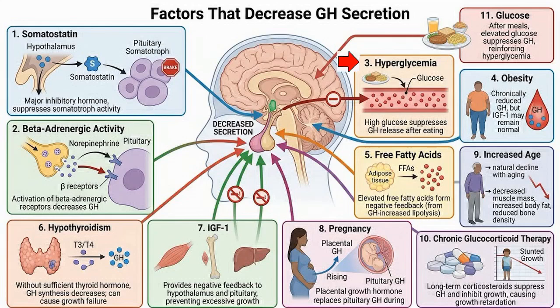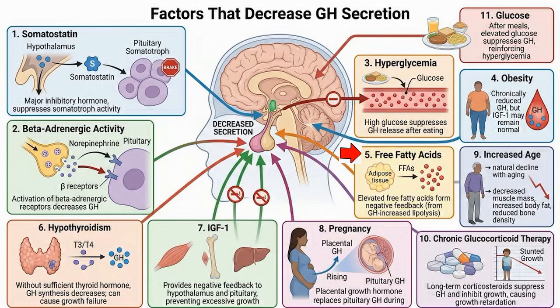3. Hyperglycemia. After eating, blood glucose rises. High glucose suppresses GH release because there is no need for GH to increase blood glucose further. 4. Obesity. Obesity is associated with chronically reduced GH secretion. Despite low GH levels, IGF may remain relatively normal.